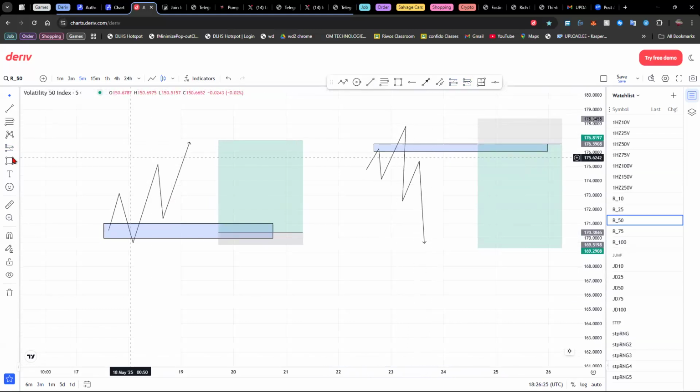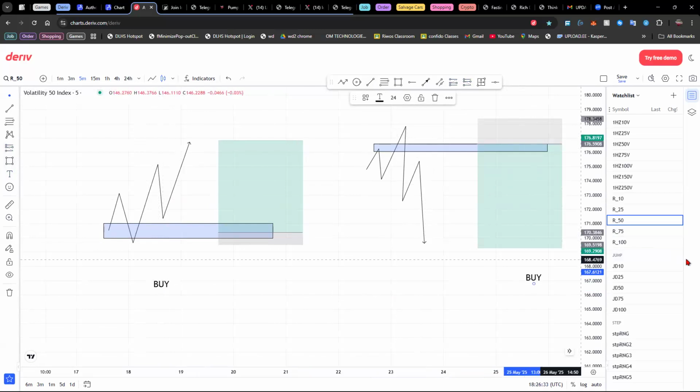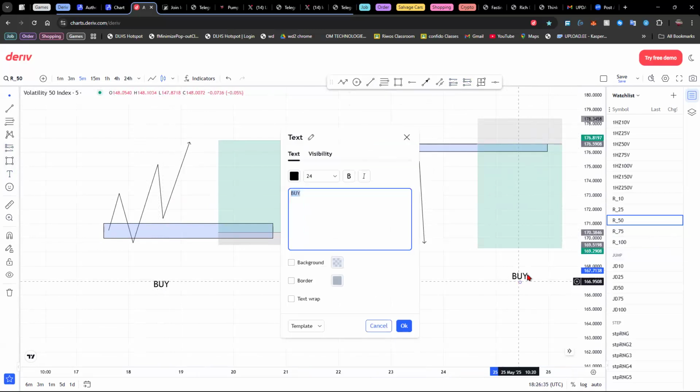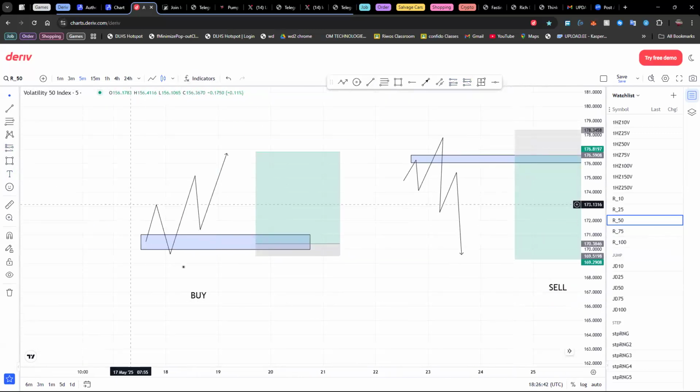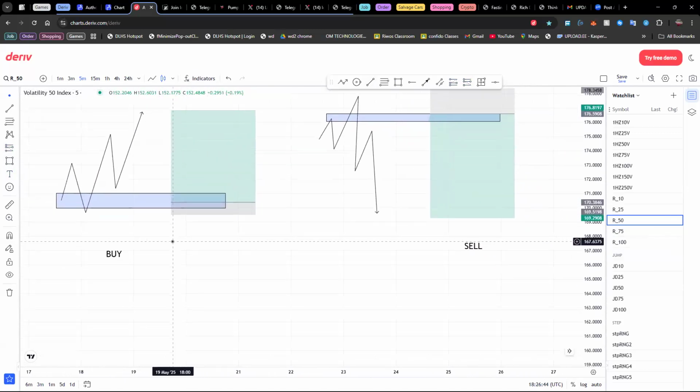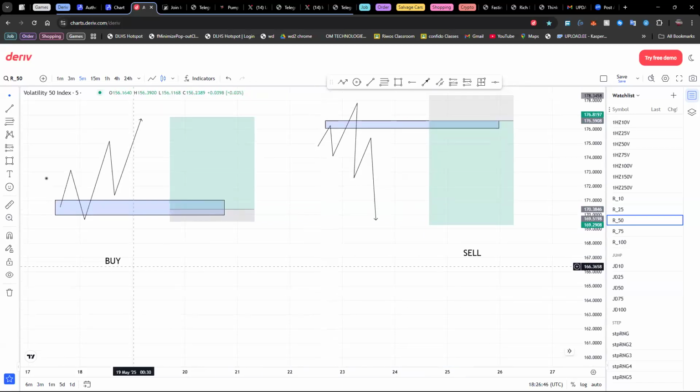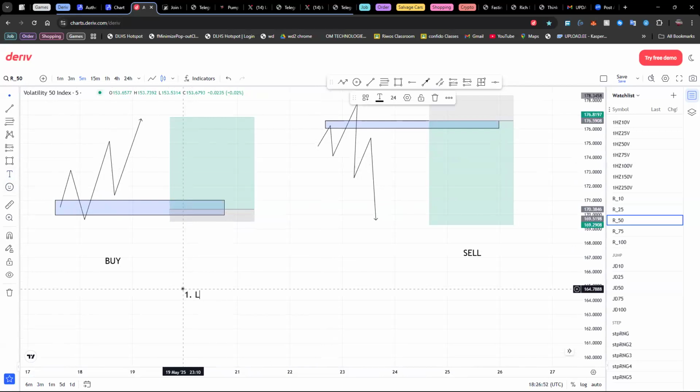So this is for buy, and this is for sell. This is what I look out for in buys and sells, and my buy and sell is guided by the rules I mentioned before. Let me mention them again.